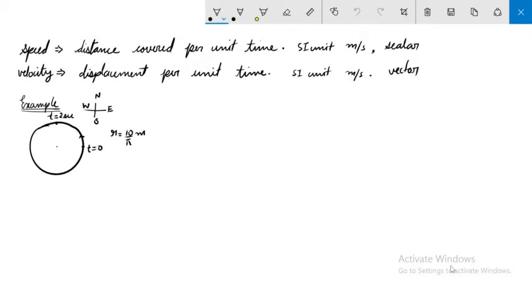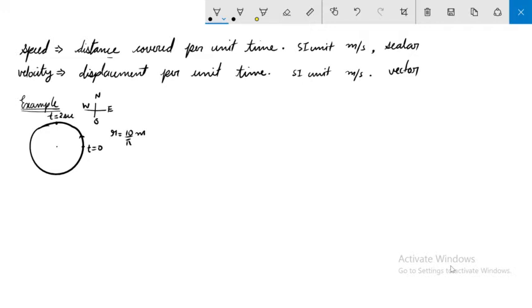So, let us start with speed. Speed is defined as distance covered per unit time, and from this definition, we can see that the formula for speed will be distance upon time. Therefore, its SI unit will become meter per second. And it is a scalar quantity. As distance is a scalar quantity, therefore speed is also a scalar quantity. That means it has no specified direction.